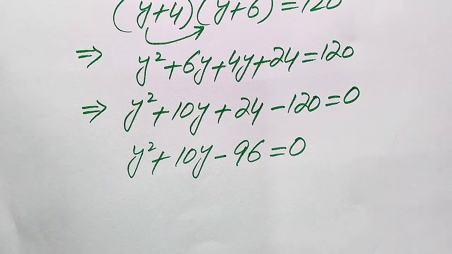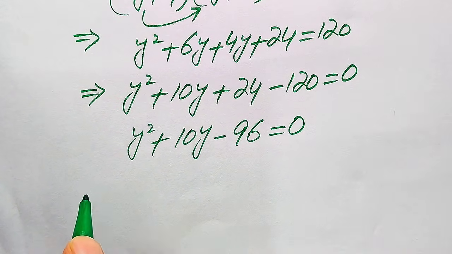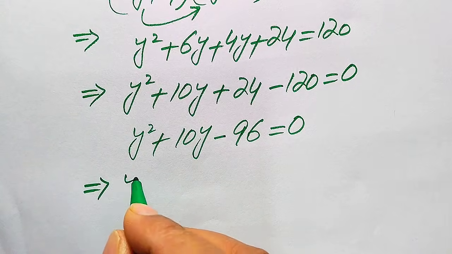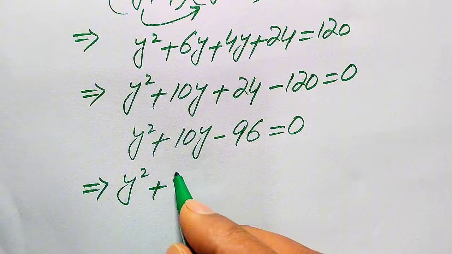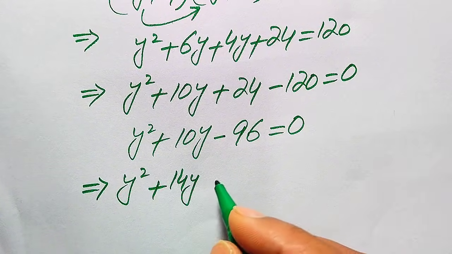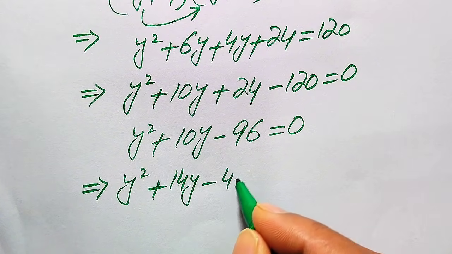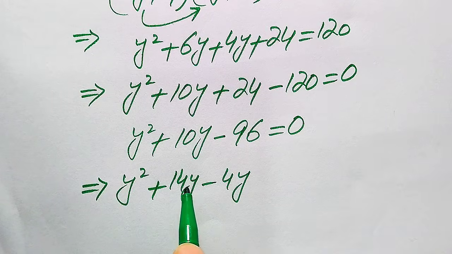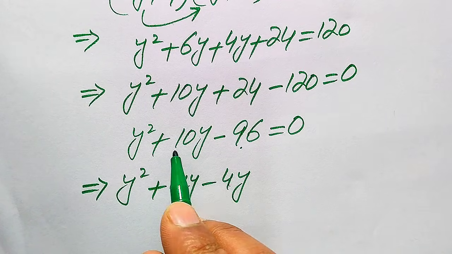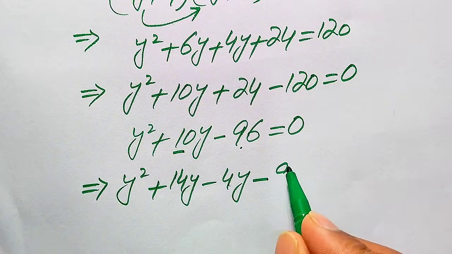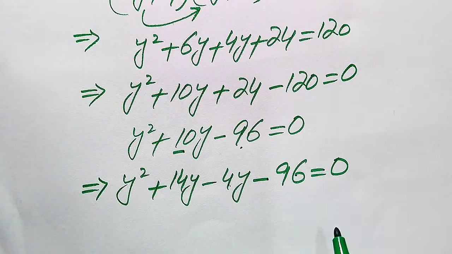So this is our quadratic equation, and here we need to find the factors of this equation. I can use the factorization technique to find the factors. First we break its middle term, and our middle term is 10y, and we write it as 14y minus 4y. You see here 14 times 4 becomes 96, and 14 minus 4 becomes 10, and this is minus 96, and this whole equation is equal to 0.